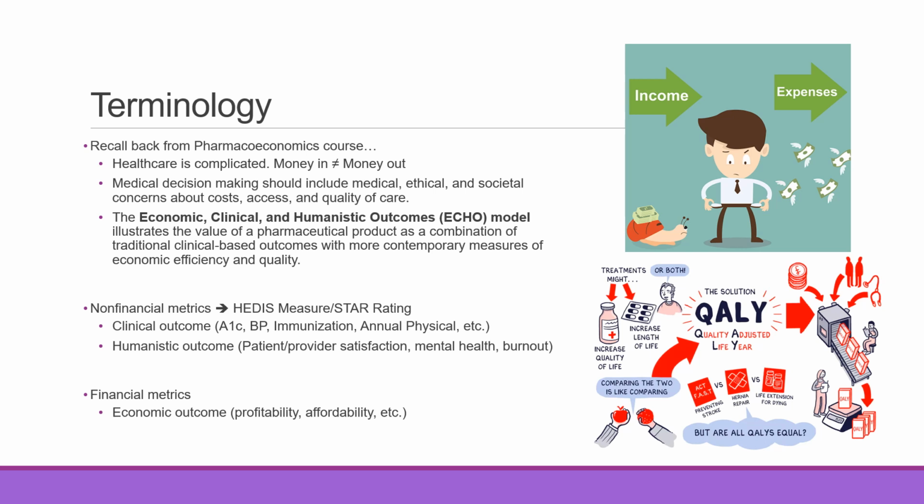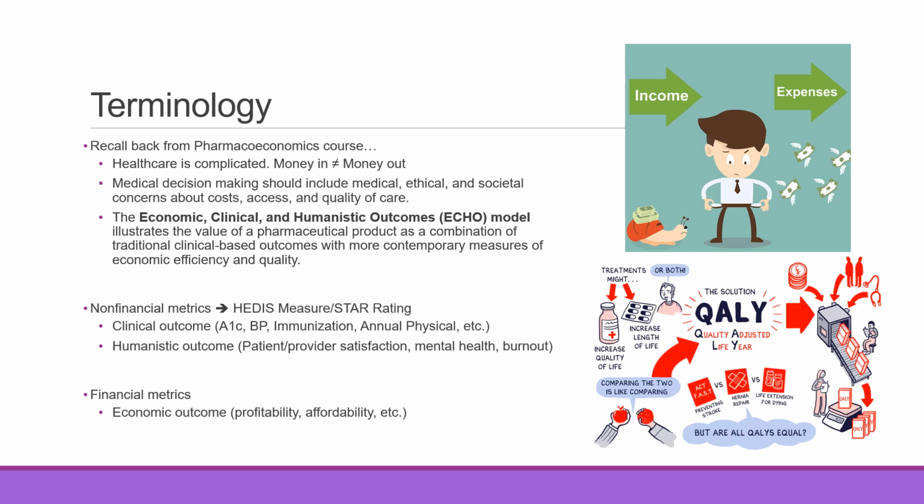As you can imagine, financial metrics really just mean the economic outcome, whether it is profitable to adopt the therapy, whether the new therapy is affordable. Affordability of the therapy we briefly talked about in the pharmacoeconomics course by performing and learning about budget impact analysis. So those are the things that we categorize as the financial metrics.